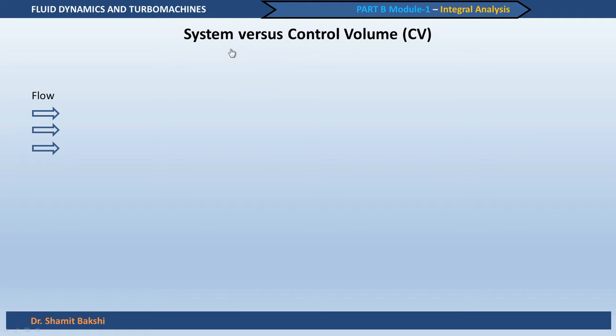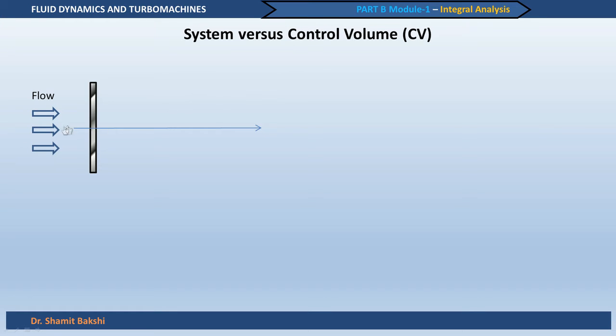Now, this is also defined in different books in different ways. The system is defined as control mass, and also sometimes as a closed system, whereas the control volume is defined as the open system. But in our course we will mainly use the terminology system versus control volume. So, let us give a definition to this.